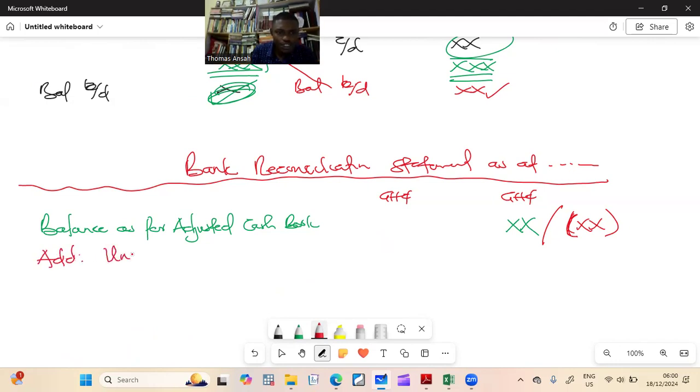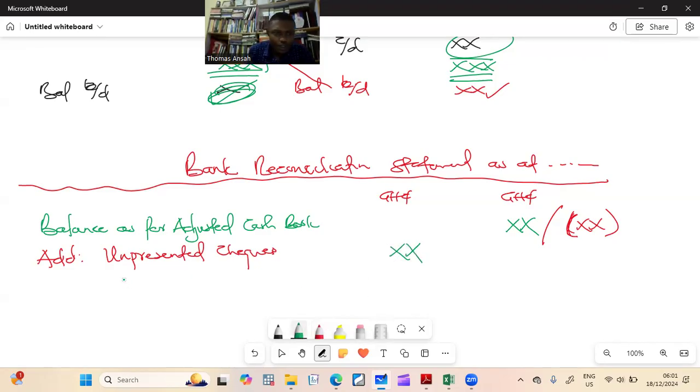our unpresented checks. Why are we adding the unpresented checks? It's a simple analogy. Because we took the money from our cash book, so our cash book has been reduced. But the person has not taken the check to the bank to withdraw. So what we subtracted from our cash book, the bank has not done. Since the person has not gone to the bank to reduce the balance, we are adding it back to our own, because it's assumed that the money has not gone to the bank yet. Already in that cash book it has been taken out, so we are just bringing it back, so that we assume that no check at all was given to anybody.